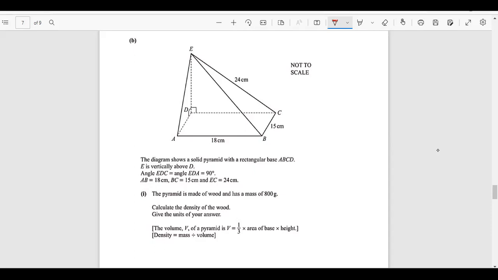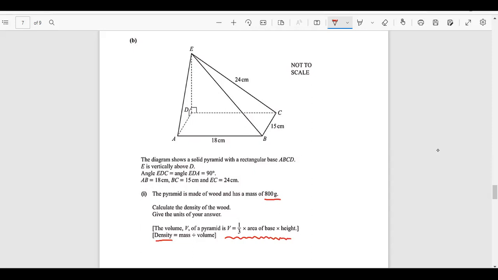AB is 18 centimeters. We can see that BC is 15 centimeters. We can also see that EC is 24 centimeters. So everything is given in the diagram. Okay. The pyramid is made of wood and has a mass of 800 grams. Calculate the density of the wood. So the formula for density is given. It is mass over volume. We need to work out the volume of this pyramid. Okay, and here's the formula for volume of the pyramid.